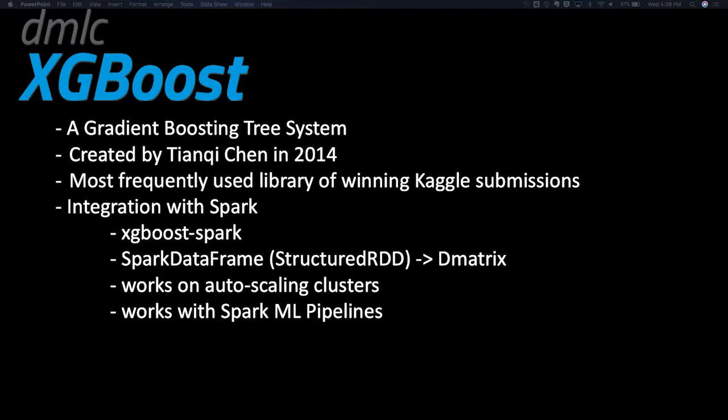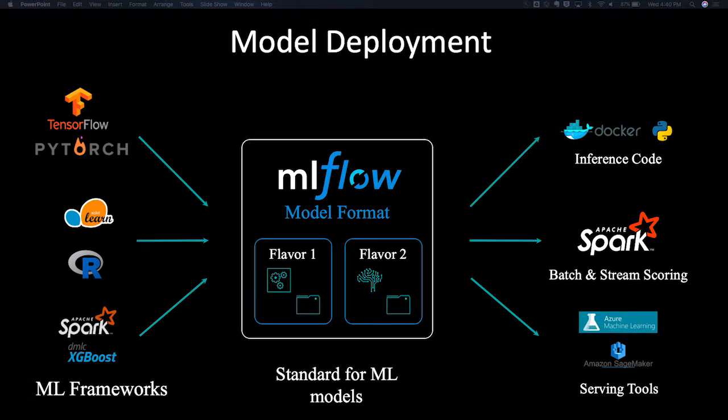It works with auto-scaling clusters. So it's great if you don't know how to right-size your cluster. It still works with auto-scaling clusters the same way that Spark ML algorithms do, and it also works with Spark ML pipelines. So if you want to stack transformers on before actually creating the XGBoost estimator, that's something that you can do and also save out to disk and re-import back into Spark.